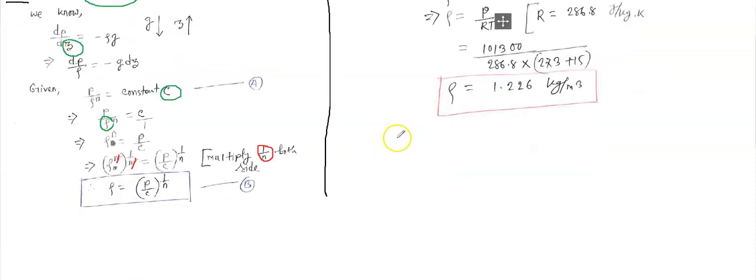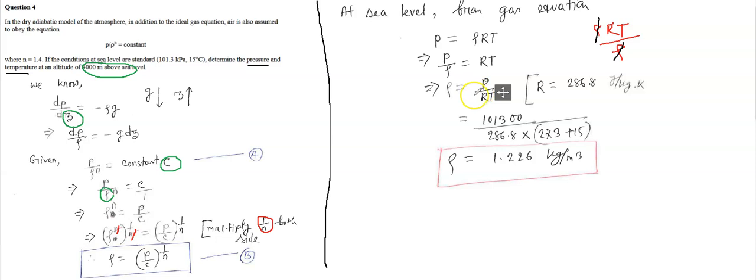Now look here. R is the gas constant and T is the temperature, which should be constant. That means P over rho is also constant. That's it, the same thing: P over rho equals constant.